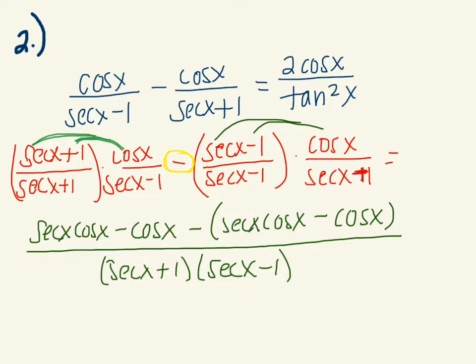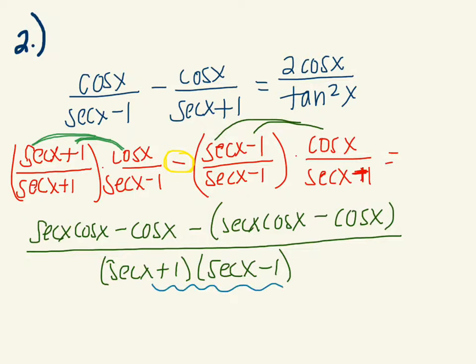Okay, so what I've done here is distributed it out and just wrote the top as one big numerator. Then in the denominator, since both sets of fractions have a secant x plus 1 and a secant x minus 1, I just went ahead and put those together here in the denominator.